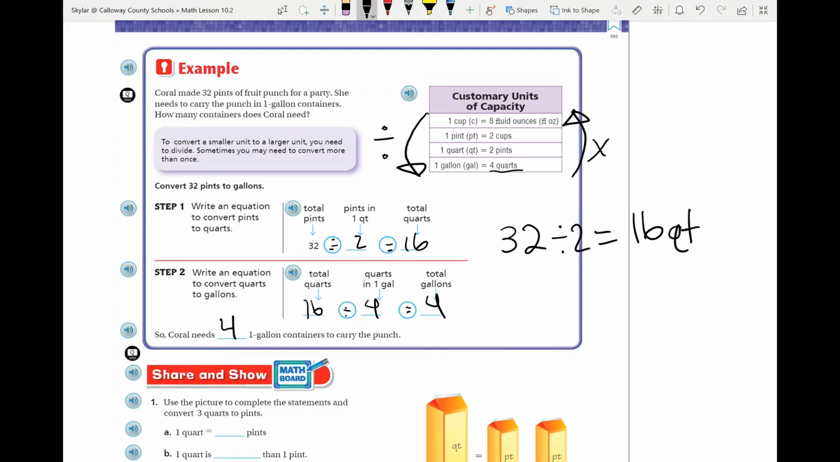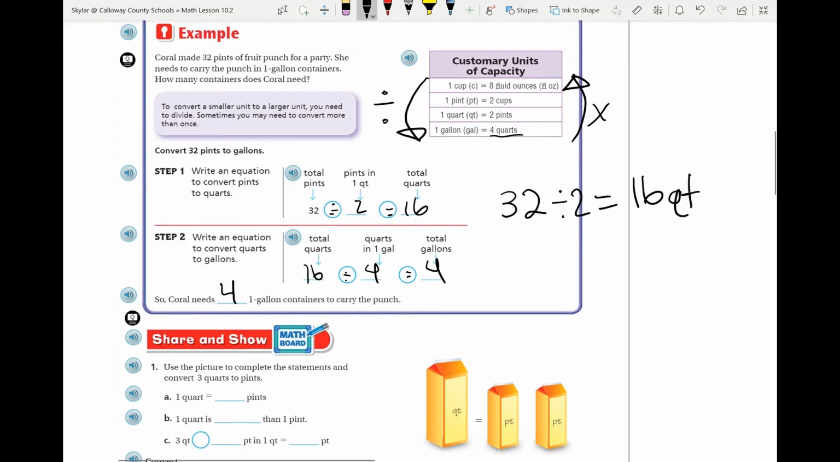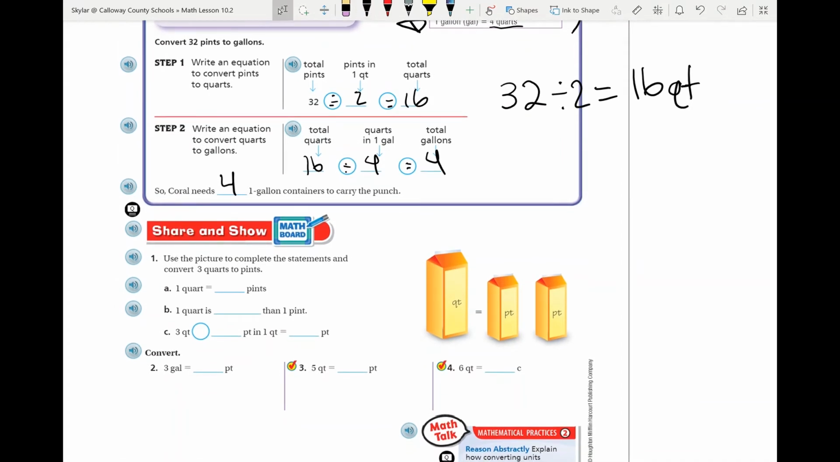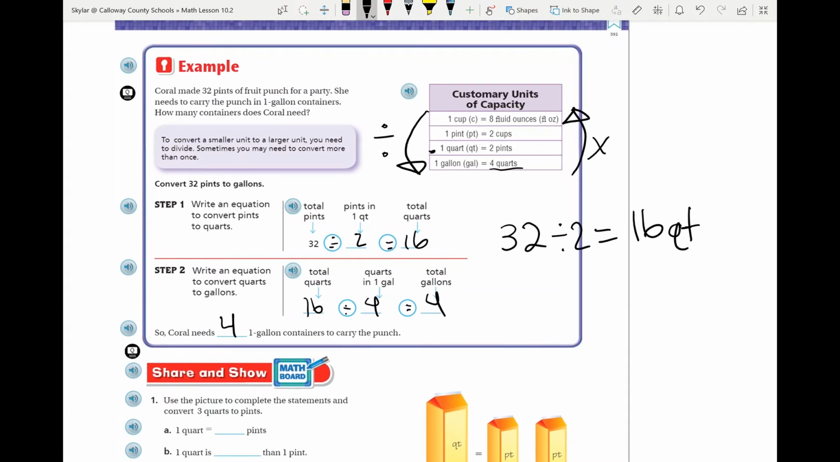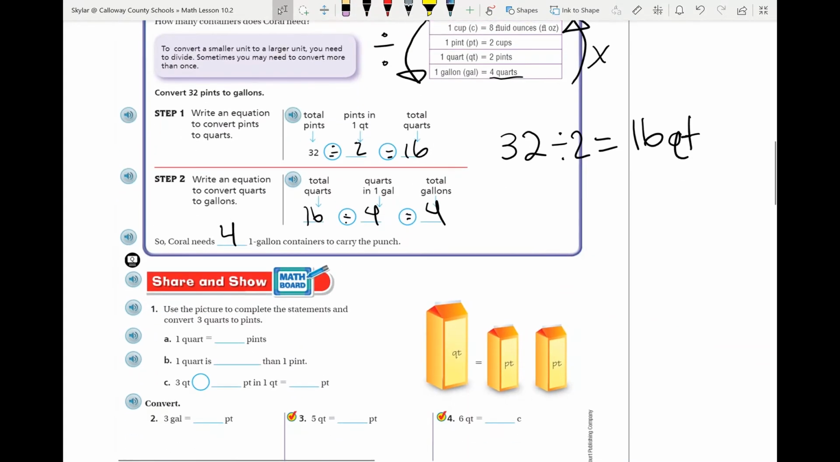So King Gallon will help you memorize it. If you don't have it memorized, just use this little chart over here of customary units of capacity. And that's what we can do. So use the picture to complete the statements and convert 3 quarts to pints. So we're starting off here, and we're going 2 pints. Since we're moving up, we're going to multiply. So 1 quart equals 2 pints, it says in our chart.